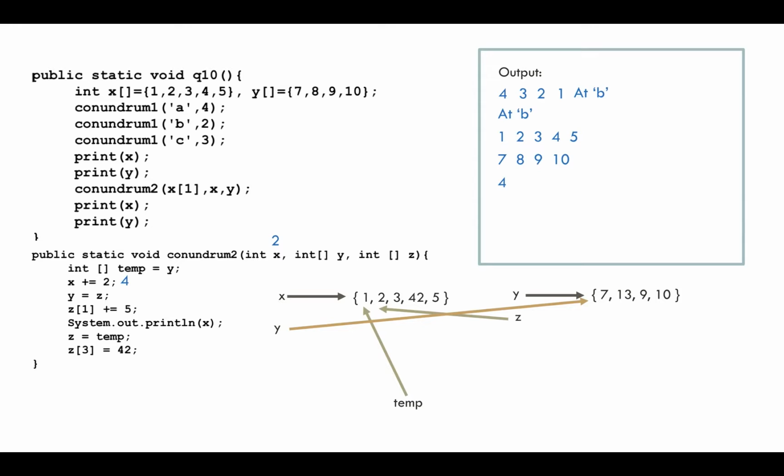As it reaches the end of the conundrum 2 method, it goes back to the main method. The next line calls the print method and has array x as the input variable.